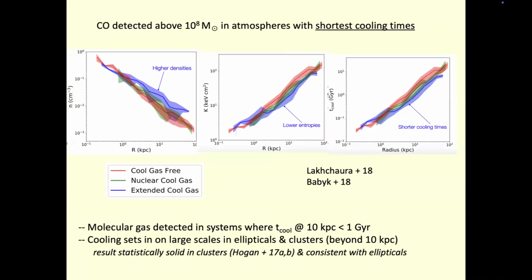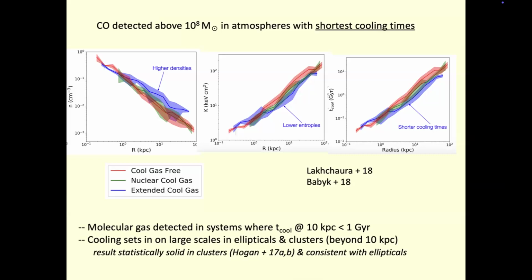And what you can see here is density, gas entropy, and cooling time presented in 3 panels versus radius in kiloparsecs. And these are all groups and galaxies. And color-coded, in red, it's free of cool gas. In green, these are systems that just have nuclear cool gas. And cool gas can either be nebular emission or molecular gas. And then in blue, they have extended cool gas in the same sense that I showed earlier that we see in clusters.